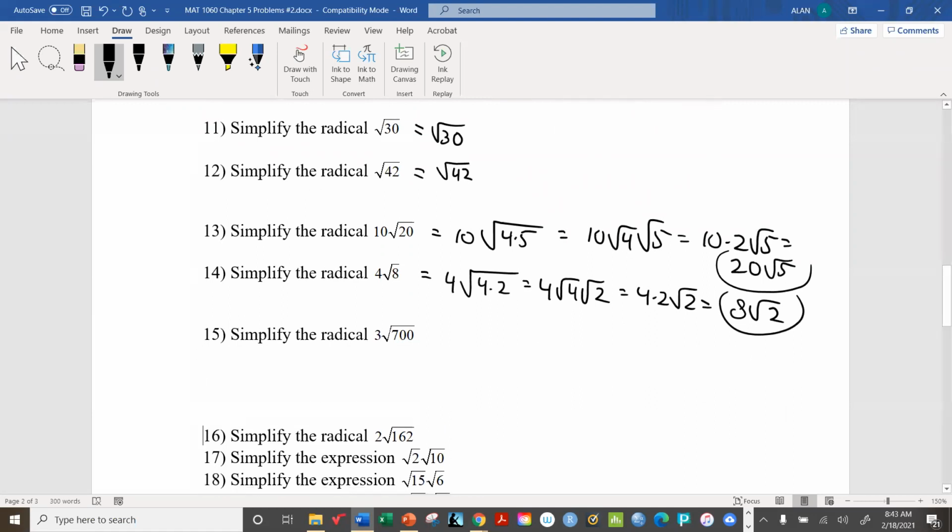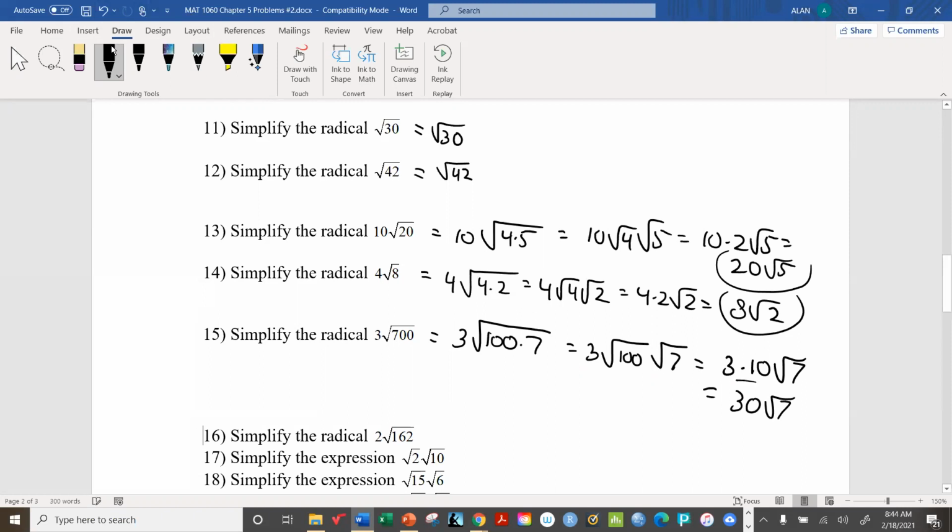All right, now this one is interesting because you have a perfect square as a factor of 700. Oh yeah, look at that. It's 100 times 7. How convenient. So you have 3 times 10 times radical 7. Oops, let me clean that up a little bit. And that finally turns into 30 radical 7. All right.